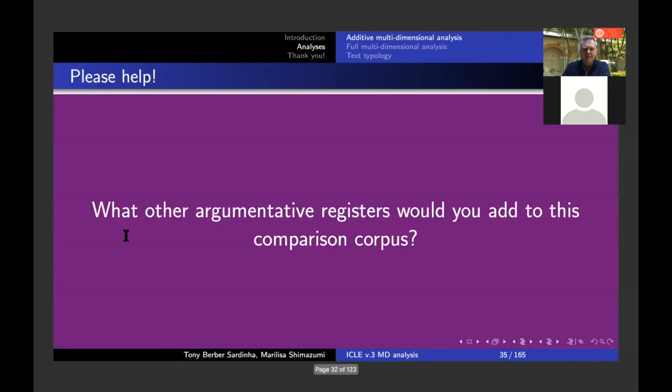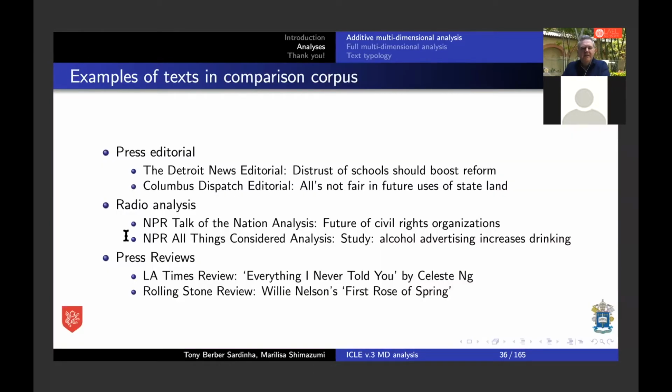So what other argumentative registers would you guys have picked? What other registers could we look at to compare with the ICLE corpus? Let us know. Thank you ahead. So just so you have an idea what's there.